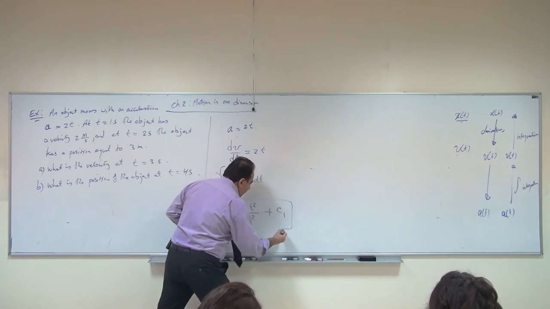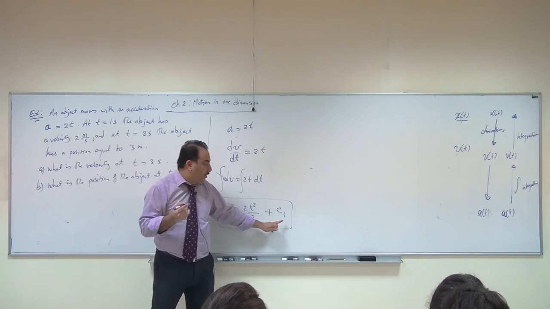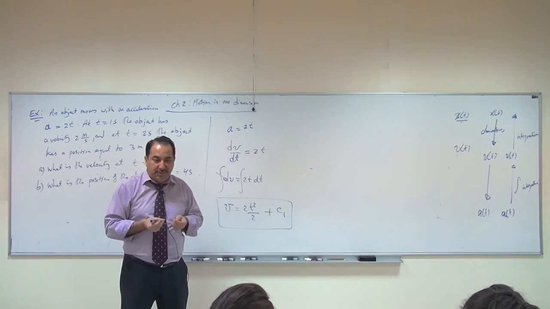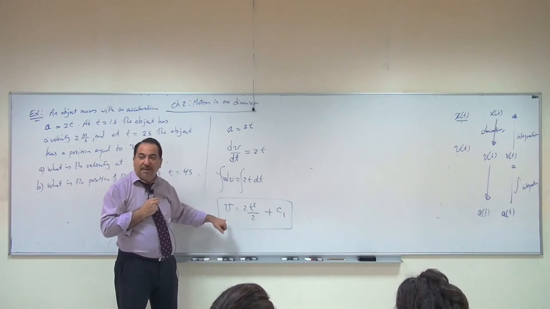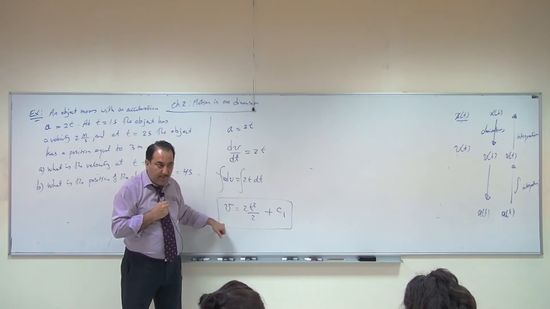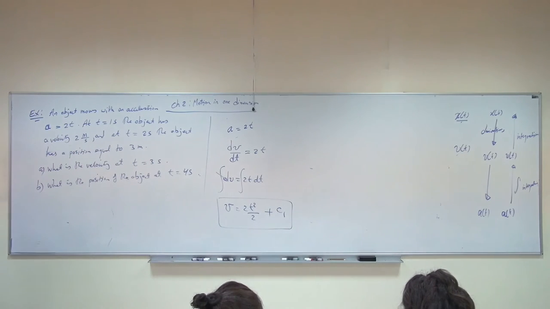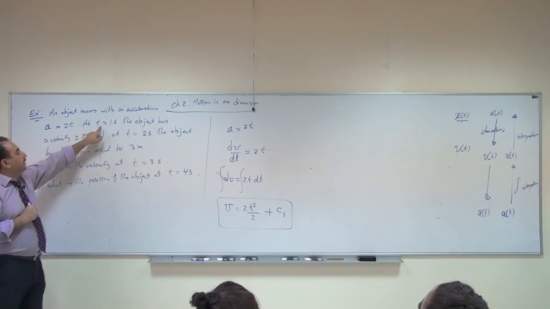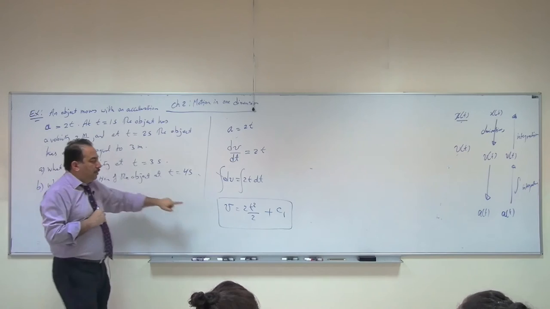So what do you see here? Velocity as a function of time, but the problem is, I don't know what C1 is. So what do I need? I need what's called initial conditions to find C1, which means I have to know a time and the velocity at that time to evaluate C1. Go back to the question. At what time do you know the velocity? When t is 1 second, the object has a velocity of 2. So we substitute here.